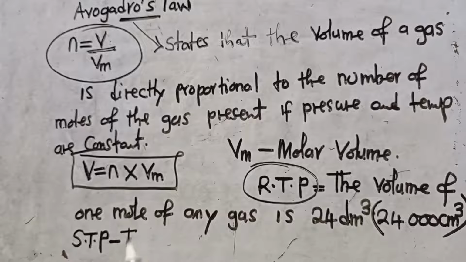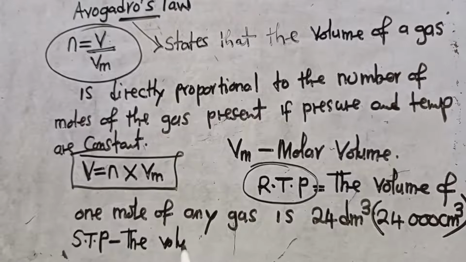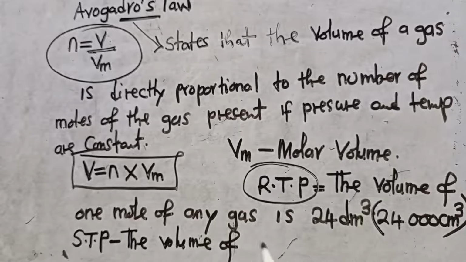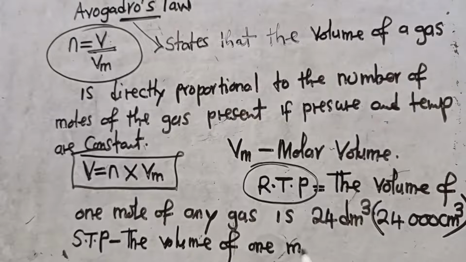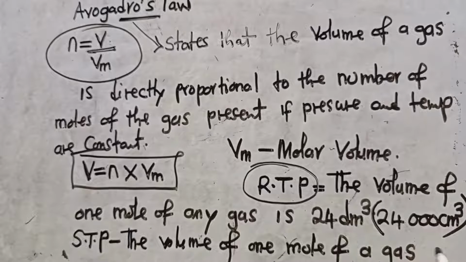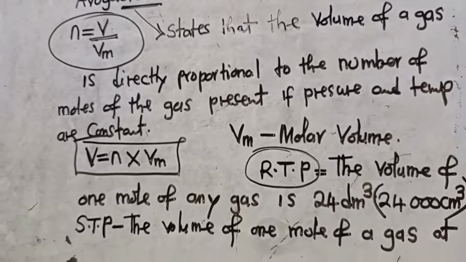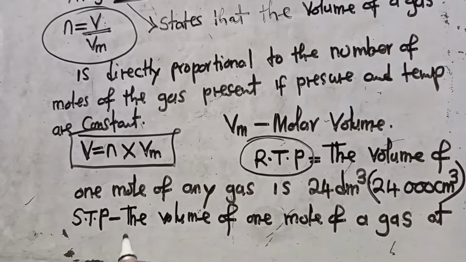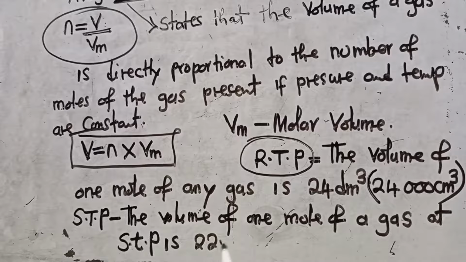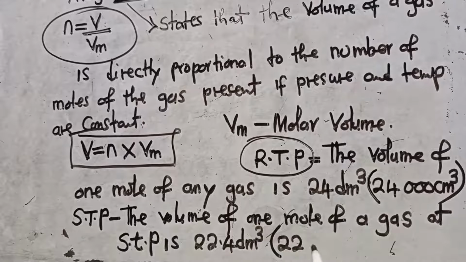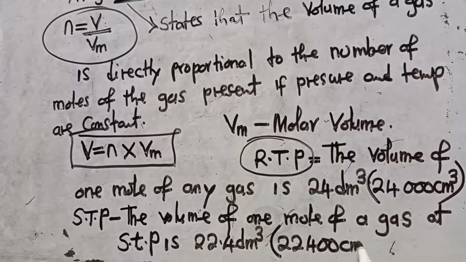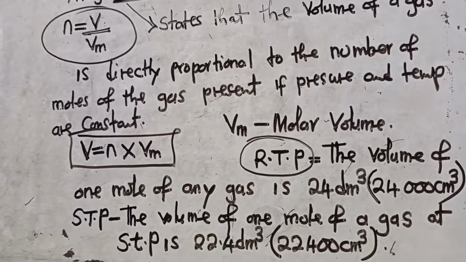So what I'm saying is that the volume of 1 mole of a gas at STP is 22.4 cubic decimeters. This can also be written as 22,400 cubic centimeters. So this is what we get to mean.